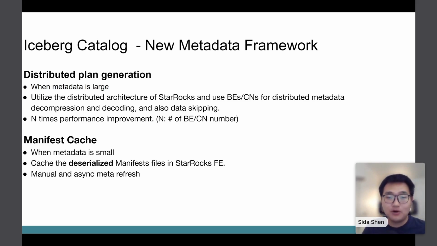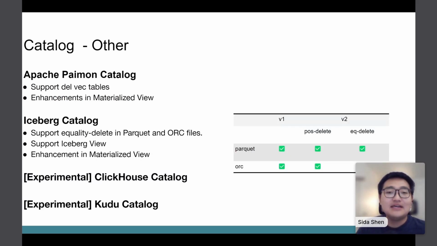And when the metadata is small, StarRocks intelligently caches manifest files in the StarRocks FE. Before, StarRocks still cached manifest files, but the file itself. Now it caches the deserialized manifest file to further accelerate this process. Together, we see a great performance gain for Iceberg query plan generation.